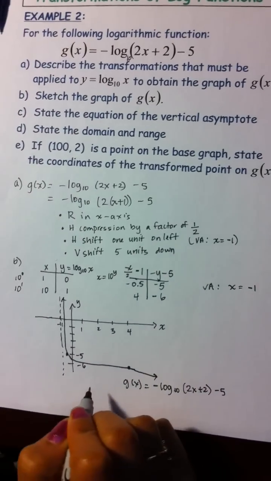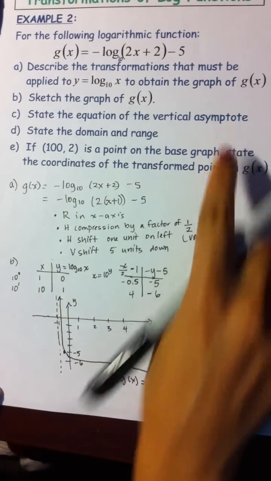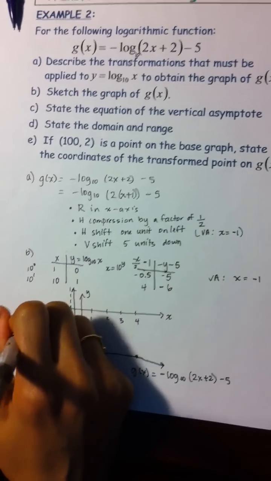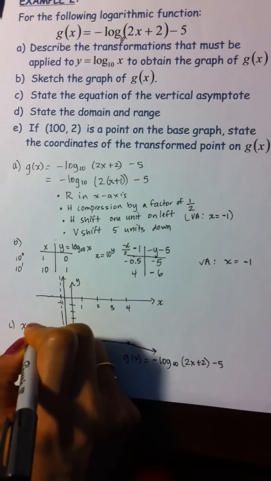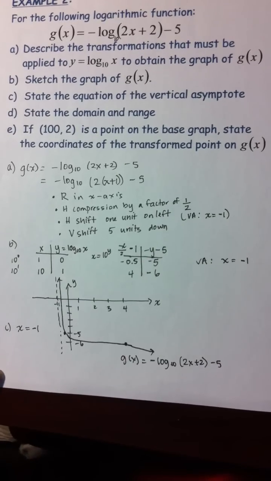And part C basically asks, state the equation of the vertical asymptote, and I've done that several times. I'm just going to go ahead and write it again formally. So x equals negative 1 is the equation of my vertical asymptote. State the domain and range.